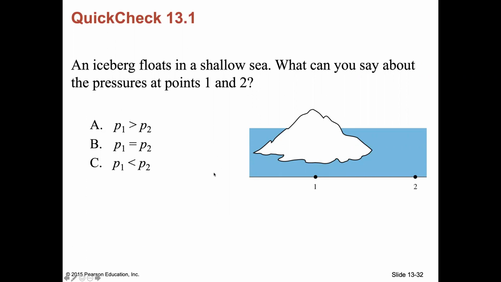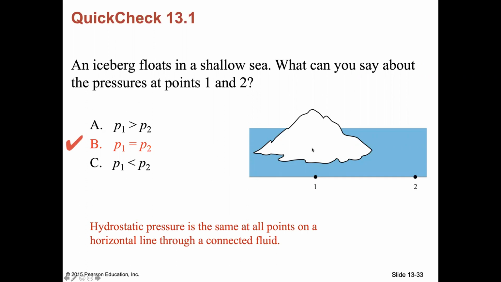Actually, the correct answer is B, because no matter if there's an iceberg or something above position 1, based on rule number 2, if points 1 and 2 are at the same level, on the same horizontal line, and the liquid is the same kind, in this situation water, then the pressure should be the same. Hydrostatic pressure is the same at all points on the horizontal line through a connected fluid. That's rule number 1.